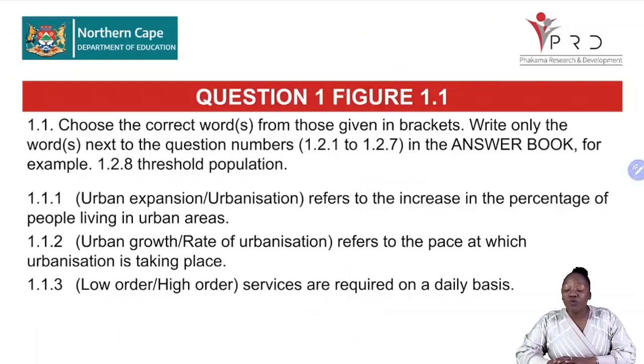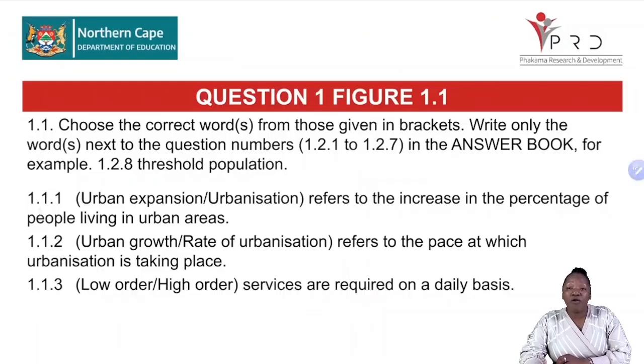It refers to the increase in the percentage of the people living in the urban areas. So again, you need to choose, does this statement match the urban expansion or the urbanization? Secondly, the urban growth or the rate of urbanization refers to the pace at which the urbanization takes place. Remember, we said you need to underline the keywords as well as the action verb.